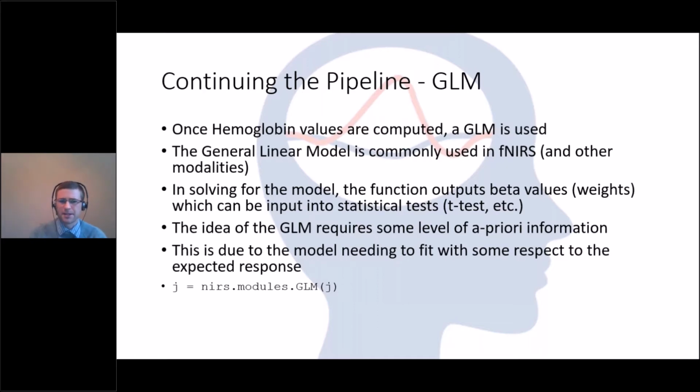In implementing the GLM, you will need some a priori information, basically what you expect your data to do, so that you can choose the appropriate model. In order to call this, I'm going to have the NIRS folder, the module subfolder, and then the GLM function, and I'm going to input my full pipeline. I've been building this pipeline the whole time, and I'm going to input it here. This will be my final step.